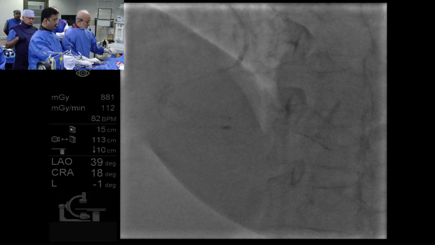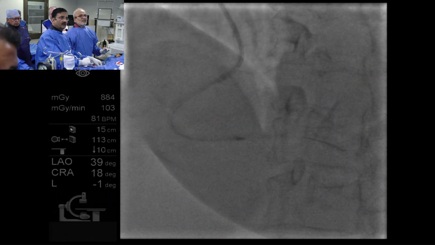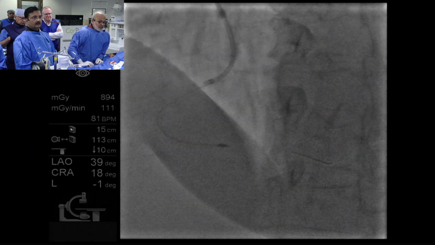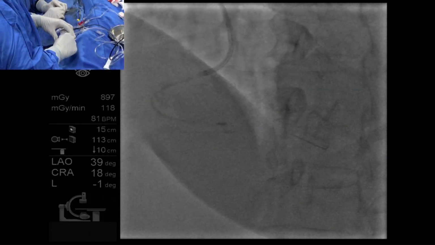Scout, guide catheter. No, we have to still go in. Yes. And Sanjay is holding the brake at the back, right? He's holding the brake. Show that. That's great.